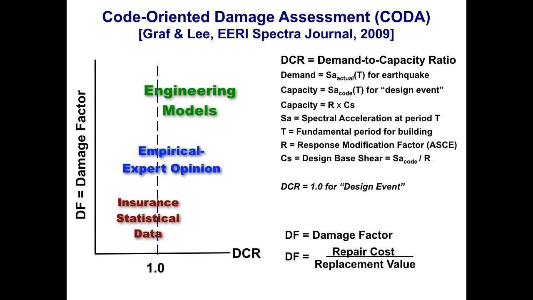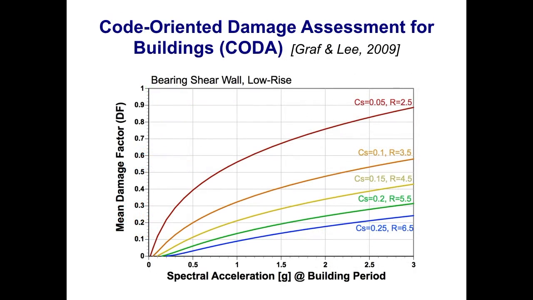relationships. We did an initial calibration to the ATC 13 damage relationships, and this shows an example of a bearing shear wall, a low-rise structure, and the damage relationships here as a function of the base shear and R factors, and where the spectral acceleration at the building period is the input parameter. This makes it very easy to take engineering-based findings and use it to improve your damage estimation.